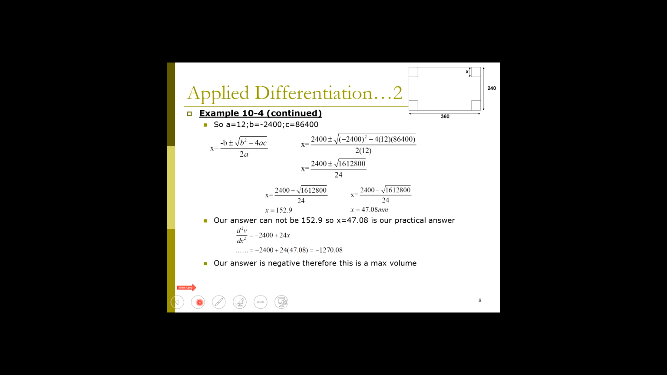You can then check what our maximum volume is by plugging that value into your original equation for volume. Try that out yourself on the calculator. Also try changing it to 45 millimeters. You'll get a smaller value of volume. And again, try changing it to something like 50 millimeters. And once again, you'll see the volume is reduced. So we have identified the exact value of x that gives maximum volume in this container.